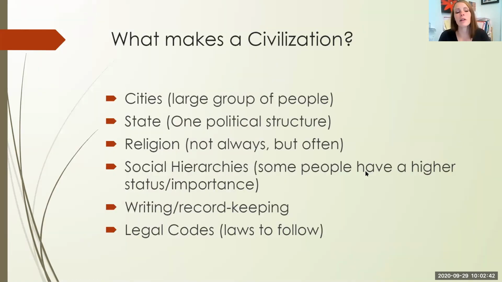Okay, so what makes a civilization? These are things that are required to have a civilization. It needs cities, so lots of people. It needs to have a sort of government, like a country, or a political structure. It usually will have a religion, so some beliefs that they have. It needs to have social hierarchy, so some people have more importance or are better than others.